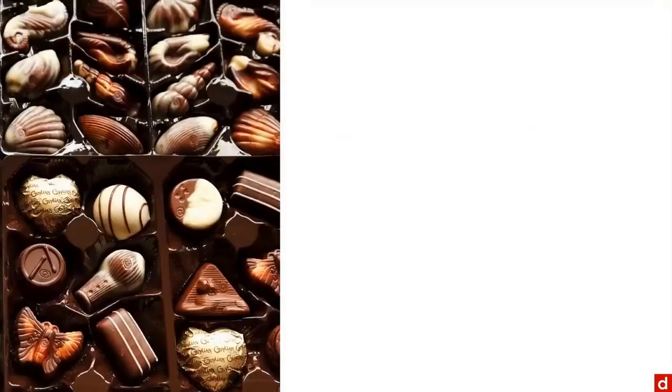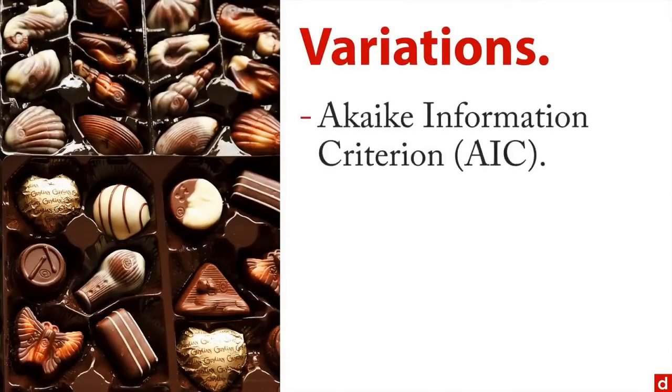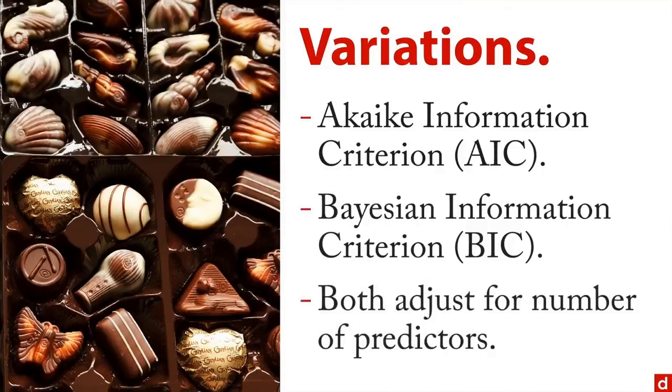Now, as I mentioned, there's some variations of this. I like to think of variations of chocolate. The minus 2 log likelihood, there's the Akaike information criterion, the AIC, and the Bayesian information criterion, BIC. And what both of these do is they adjust for the number of predictors. Because obviously, if you have a huge number of predictors, you're going to get a really good fit, but you're probably going to have what's called overfitting, where your model is tailored too specifically to the data you currently have and doesn't generalize well. These both attempt to reduce the effect of overfitting.